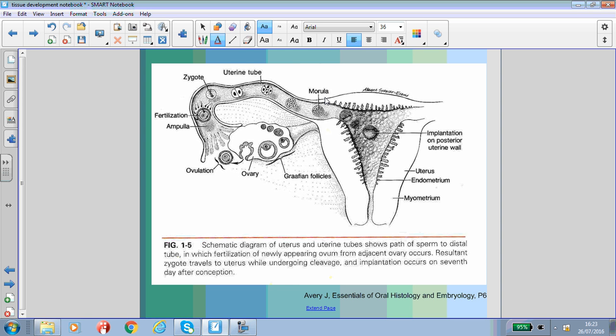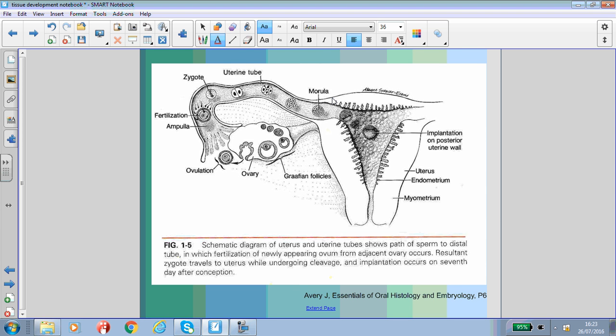And at this point, the zygote never gets any bigger. So it started off as a really big cell. An ovum is a huge, big cell. And it's divided within there. So multiple cells, but they've got smaller and smaller and smaller.